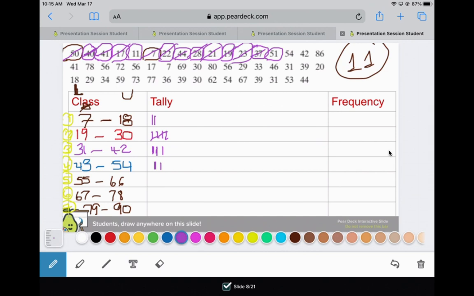51, that would be in class 4. 54, still in class 4. 42, class 3. 86 should be the last class, class 7. 41, 3, 78, class 6. 56, cross out. 72, 56, okay. 17, class 1. 7, class number 1. 69, 30.